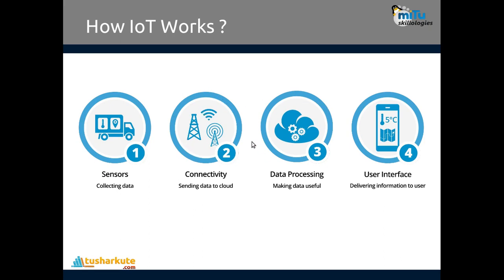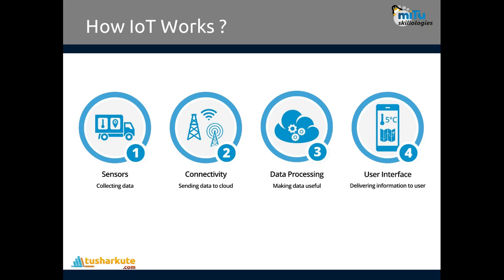Then data processing: we process that data, making that data useful. We extract the data, we mine the data. We can apply any data science, data mining, or machine learning algorithm on that, and based on that we are going to deliver this information to the final user interface. Delivering information to the user will be done with the help of this, so the user can see what exactly is happening within this particular system. So these are the four common layers IoT systems contain.